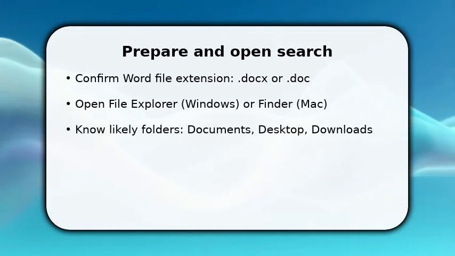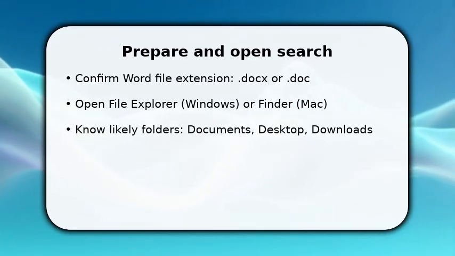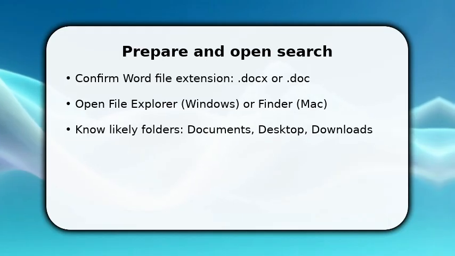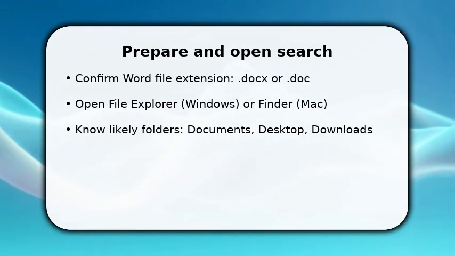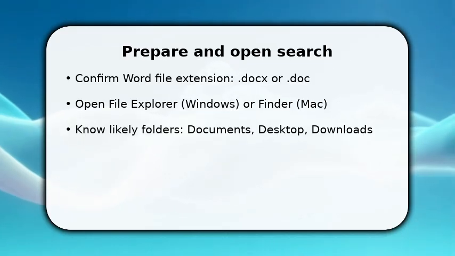You start by confirming the file type so you know what to look for. Word files use .docx or .doc. Open File Explorer on Windows or Finder on Mac and position it in a likely route like Documents. Once done, click the search field in the window to begin typing.